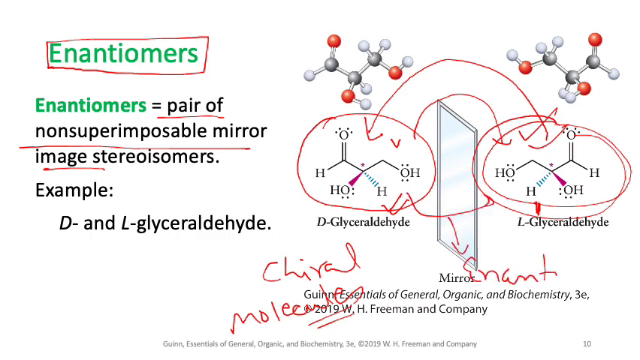So to get an enantiomer, you need at least two molecules, right? You cannot say this molecule is an enantiomer without including this molecule, the mirror image. So just know this concept, and then let's go to another slide, where we're going to talk about the molecules that show this kind of enantiomerism or chirality.